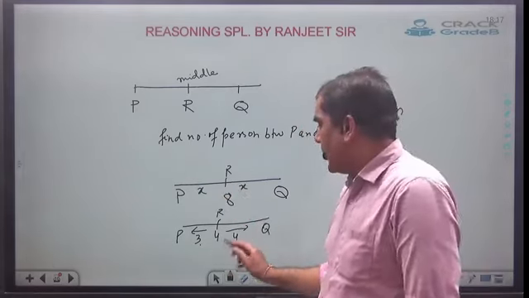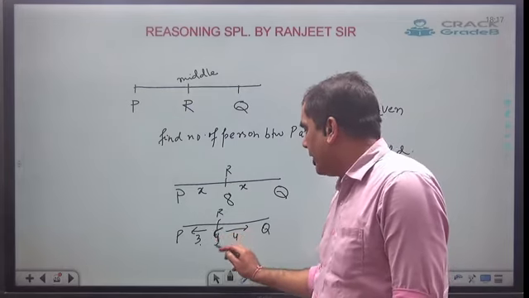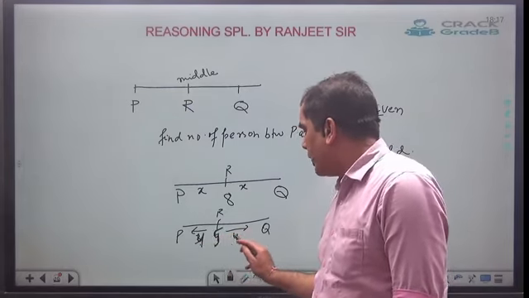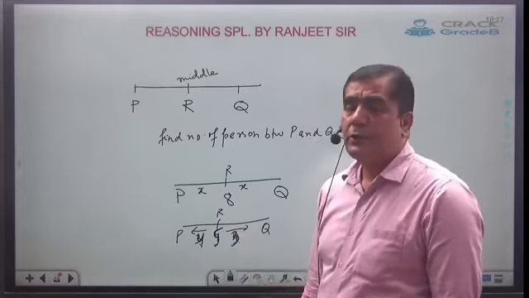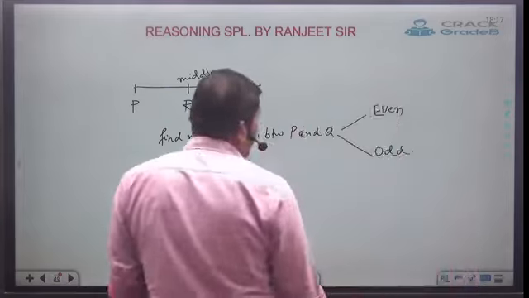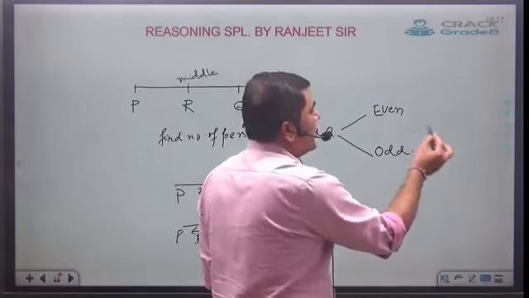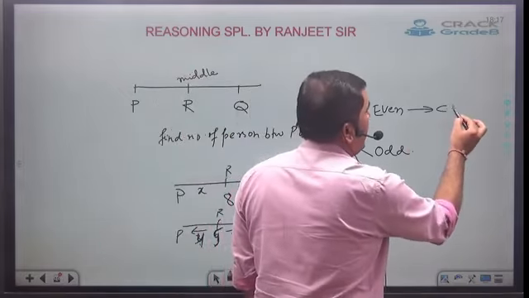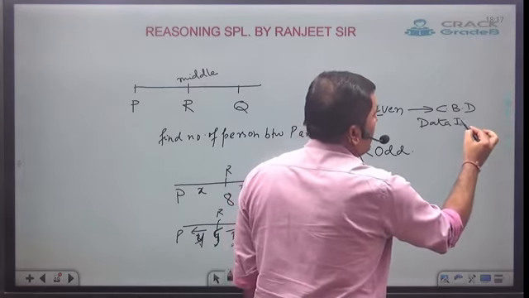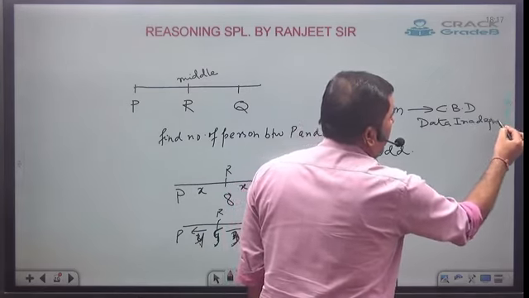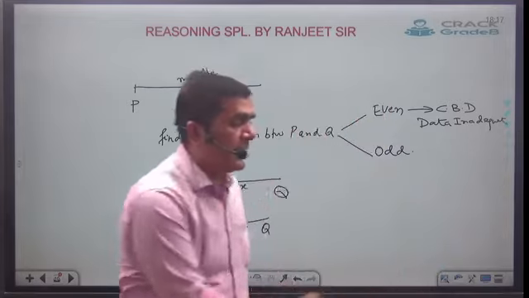Clear? Let's put R at the 5th position. So if I put R at 5, to the left of R will be 4 and to the right of R will be 8 minus 5, which is 3. Again, they are not equal. So always remember, if the number of persons between P and Q comes out to be an even number, then the answer will be cannot be determined or data inadequate.